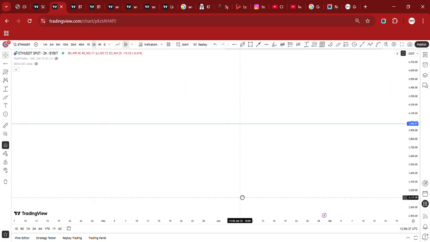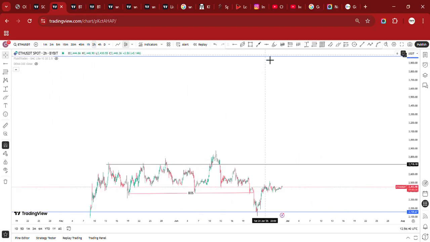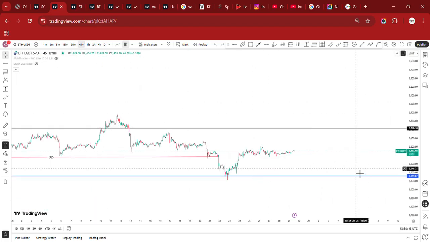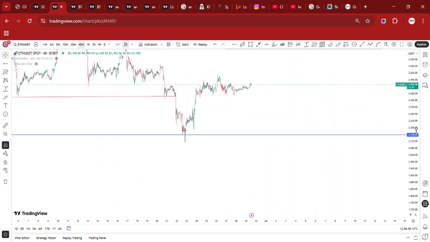Now going higher, see your daily time frame resistance zone. You understand? So now we are moving to the 45 minutes time frame. What are we looking for? We are looking for, should we sell or should we buy?